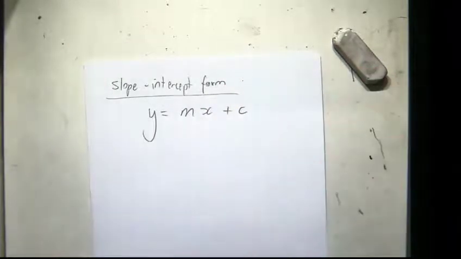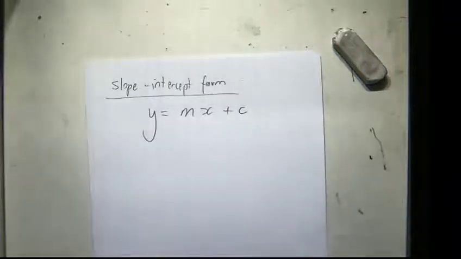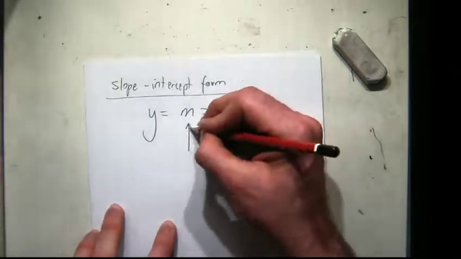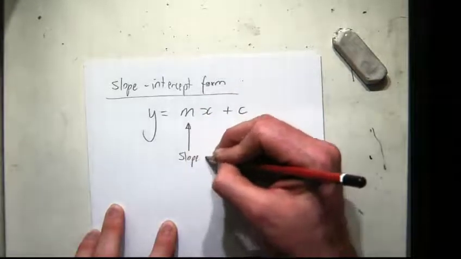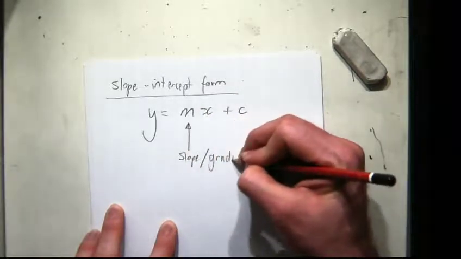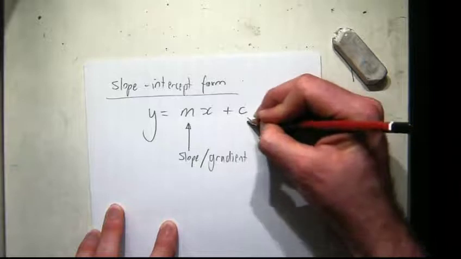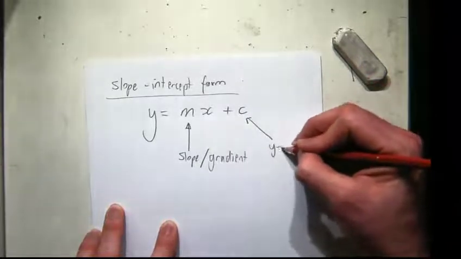Most people write it with an M and a C. You may see it with an A and a B or an M and a K. It doesn't really matter what the letters are. And I would recommend, if you were actually talking to a mathematician, to not ask what is M, because they might not know what M is. So if you are able to rewrite your equation in that format, then this is called the slope or the gradient. And this is the y-intercept.